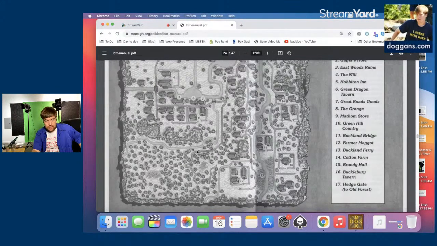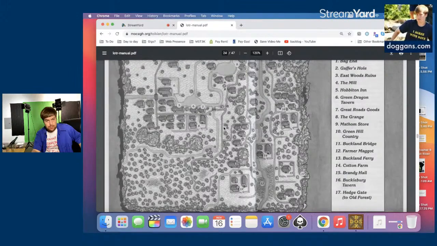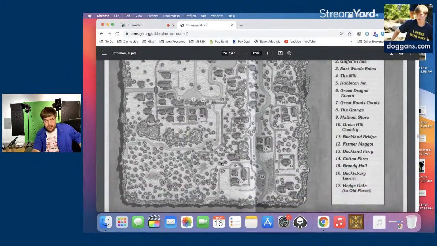Green Hill Country, just wildly exploring. Oh, I could go down to see Farmer Maggot if I cross the river. That's probably worth doing. Farmer Maggot is down. Okay, so wait, the Grange is over here. So I need to cross this bridge and then go down this way, and then cross this other bridge to get to Farmer Maggot.